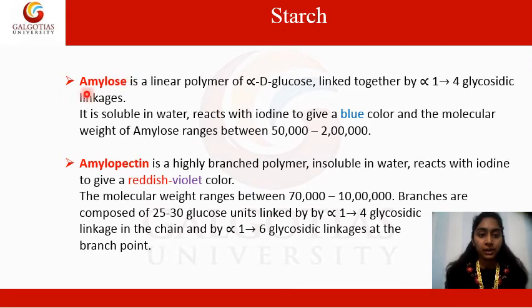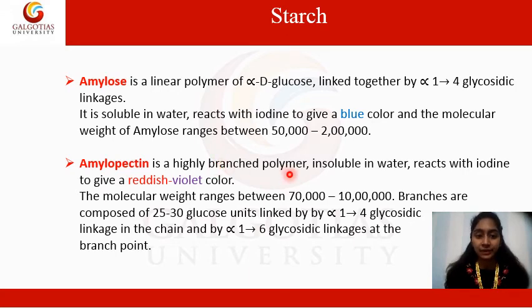Here we go. Amylose is a linear polymer of alpha D-glucose, which is linked together by alpha 1,4 glycosidic linkages. It is soluble in water. It reacts with iodine to give a blue color, and the molecular weight of amylose ranges between 50,000 to 2 lakhs. And when we see amylopectin, it is a highly branched polymer.